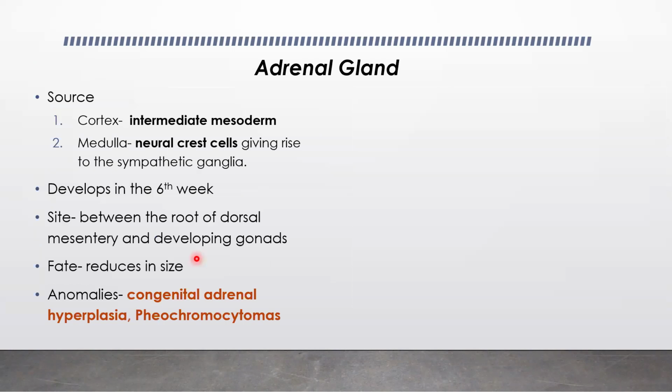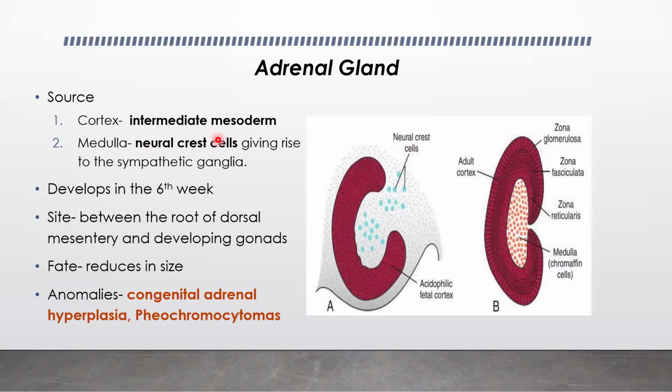What about now the adrenal gland? The adrenal gland is an important gland of the body, and comes from various places. It has two sources majorly: a cortex which comes from the intermediate mesoderm, and the medulla, which comes from the neural crest. The fetal cortex and the adult cortex ideally come from the intermediate mesoderm. Then the medulla comes from the neural crest cells, which give rise to the sympathetic ganglia. Those are the chromaffin cells. It develops in the 6th week, between the root of the dorsal mesentery and the developing gonads.